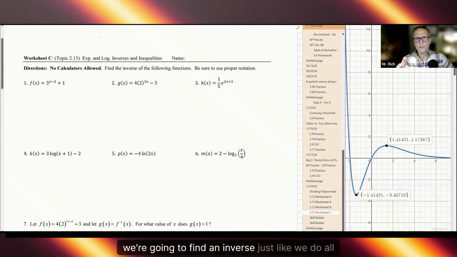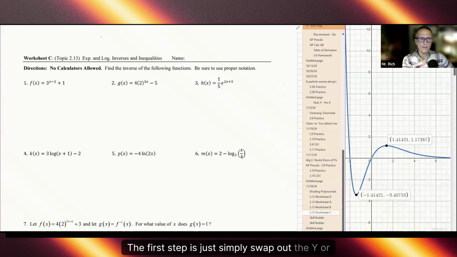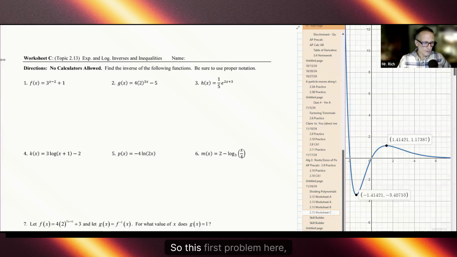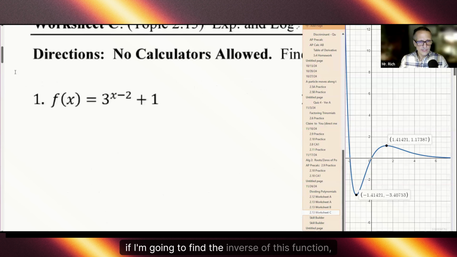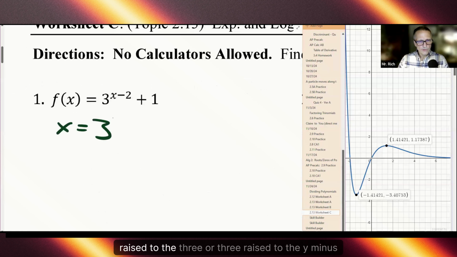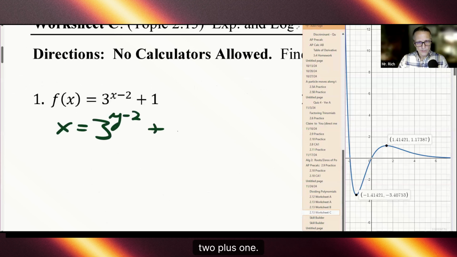Well, we're going to find an inverse just like we do all the other functions we've ever found inverses for. The first step is to simply swap out the y, or the f of x, with an x, and then any x's are going to become y's. So in this first problem, the function is representing the y values, so that becomes x equals 3 raised to the y minus 2, plus 1. And then we set off to solve this new equation for y.